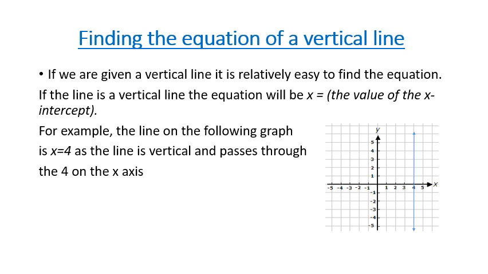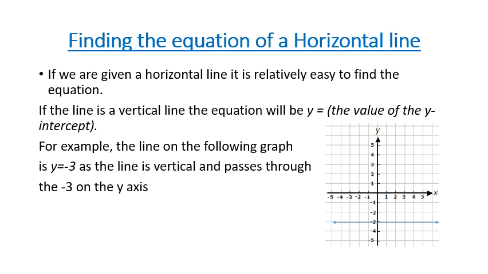So if we look at the following diagram, we can see that the blue line passes through 4, so therefore our value will be x equals 4. Okay, so it's a straight vertical line up and down. It's always going to be x equals 4 because every point on that line, or every set of coordinates on that line, has an x value of 4.